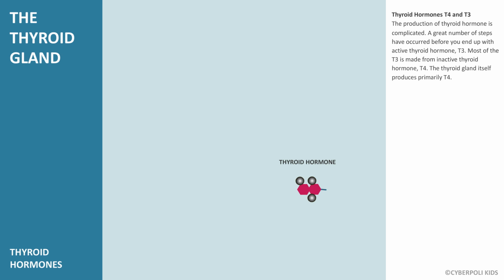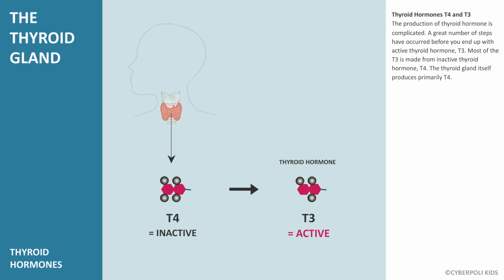The production of thyroid hormone is complicated. A great number of steps have occurred before you end up with active thyroid hormone T3. Most of the T3 is made from inactive thyroid hormone T4. The thyroid gland itself produces primarily T4.